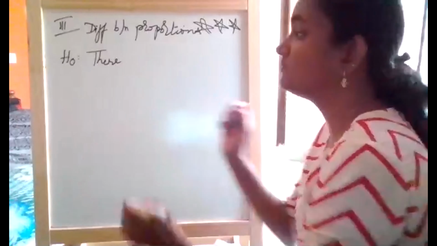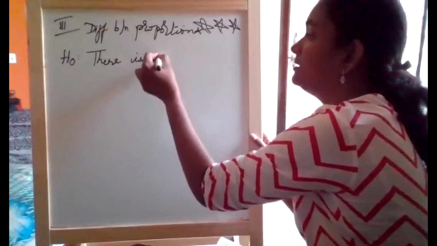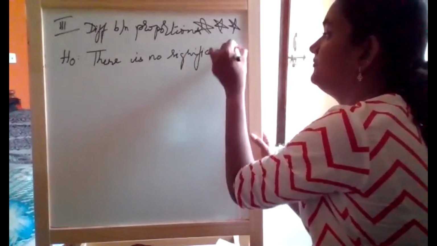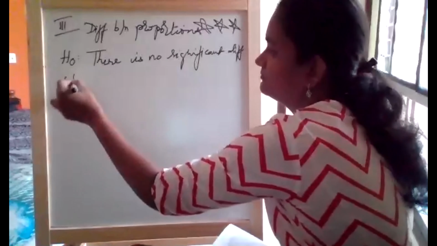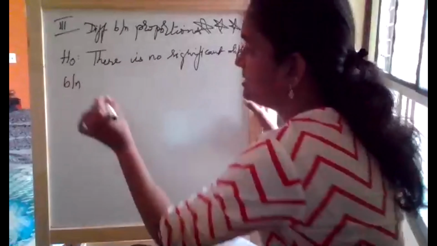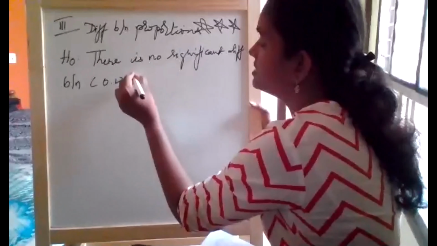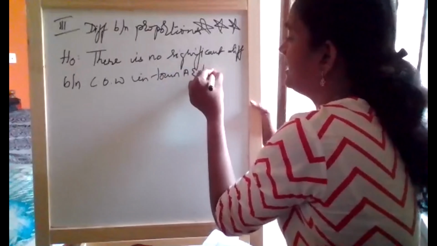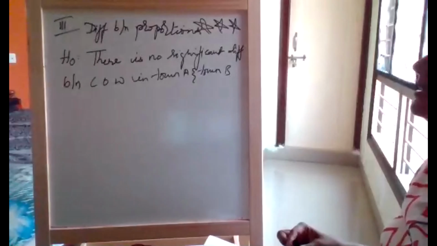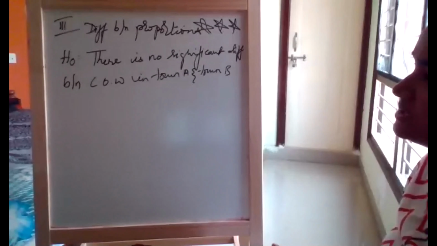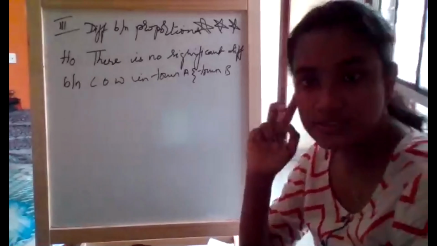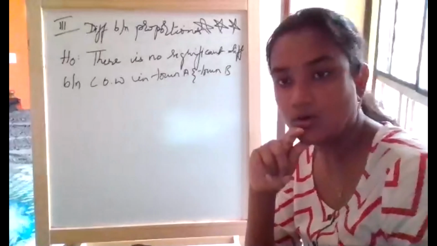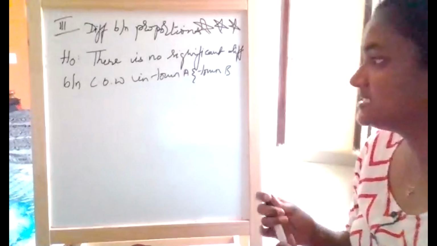When there are two samples, you will say there is no significant difference between consumers of wheat in town A and town B. I'm just writing it in short form. Am I clear with this statement? Any doubt in this? There is no significant difference between consumers of wheat in town A and town B. Am I clear, girls? Yes, ma'am.